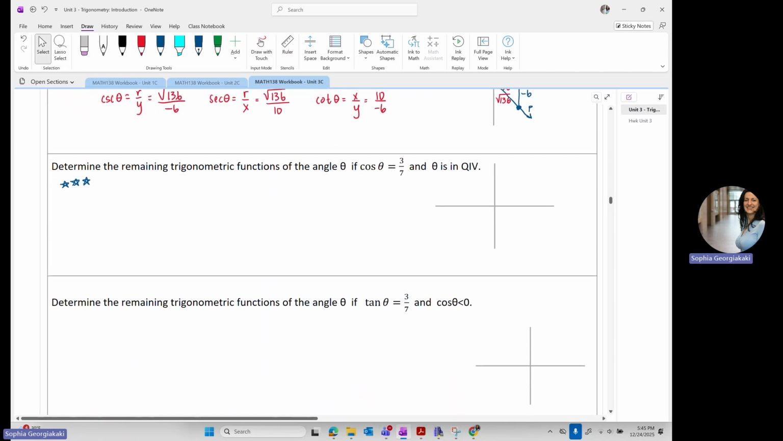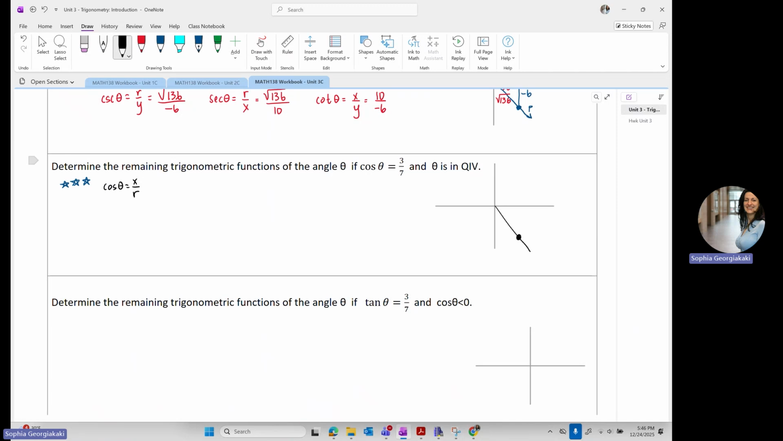Here is another one. Determine the remaining trigonometric functions of an angle theta if the cosine of theta is 3/7 and theta is in quadrant 4. So the cosine of theta is x over r. So I'm going to sketch an angle in quadrant 4. I'm going to pick a random point on the terminal side. I'm going to draw the triangle that attaches to the x-axis.